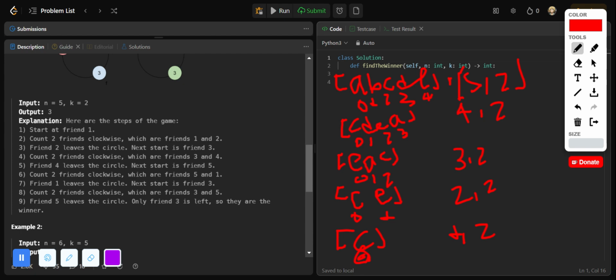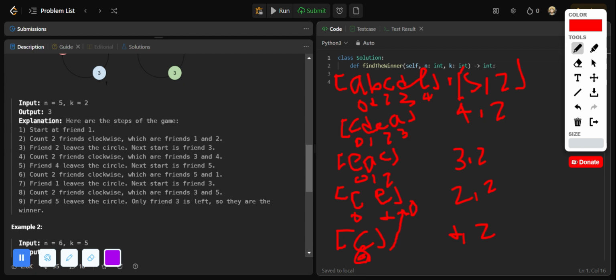So this will return the indices, right? Whenever we have one friend, it's going to return its position. Its position is zero, right? It's going to return zero to the one which calls it. So zero is returned to this one.